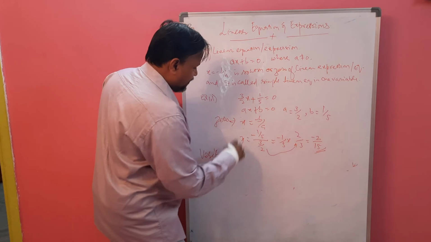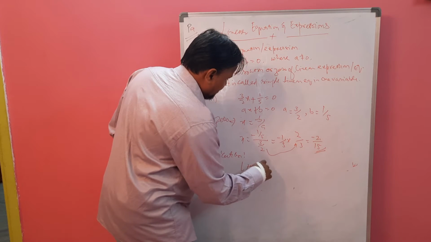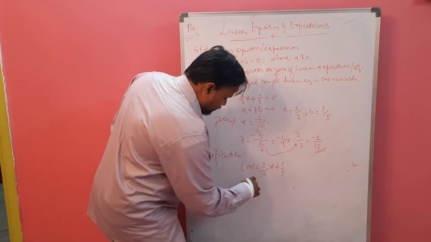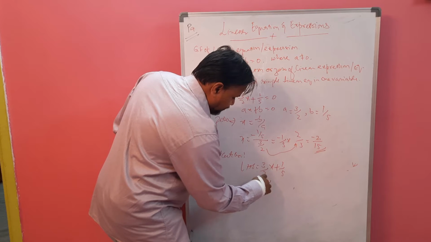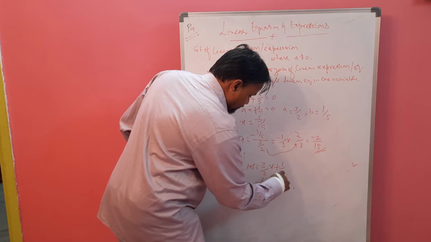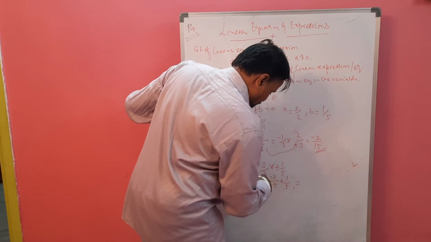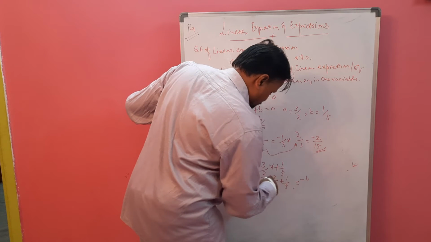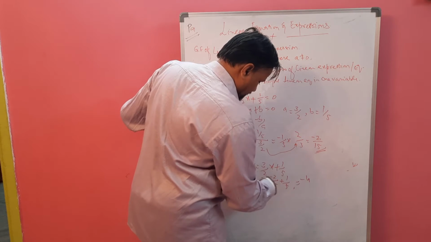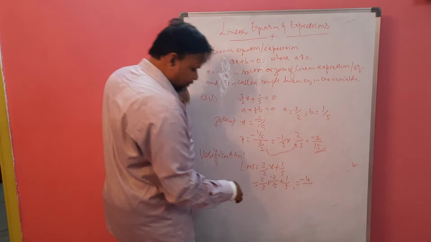What we are doing? Verification. Left hand side of the linear equation is this part: 2 by 3x plus 1 by 5. Now substitute 2 by 3 into x. Minus 2 by 15 plus 1 by 5. Now simplify it, you will get minus 4. Minus 2 plus 2, 4. 2 2s are 4, plus into minus is minus. Here, what are we getting here?